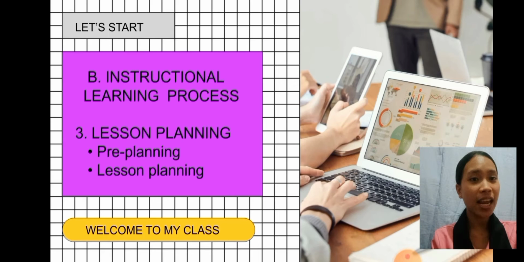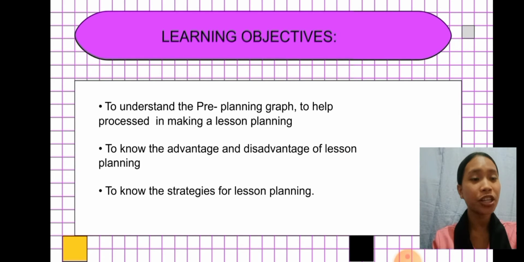So our topic for today is the instructional learning process under lesson planning. We need to understand first what pre-planning is. Our learning objectives for today: Number 1, to understand the pre-planning graph. Of course, I'm presenting about pre-planning graphs here to help us in the process of making lesson plans. Number 2, to know the advantages and disadvantages of lesson planning. Number 3, to know the strategies for lesson planning.